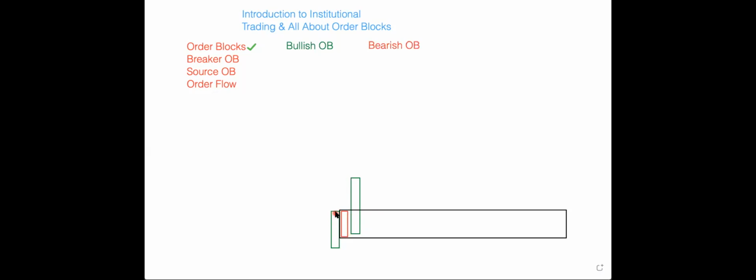So it means the market pushed down, then all the banks and big financial institutions came. They pushed the market up. So the order block has been created now. And now this order block will be valid only till it's going to be broken. So until that time, this order block is valid.